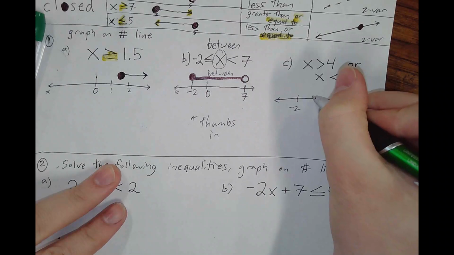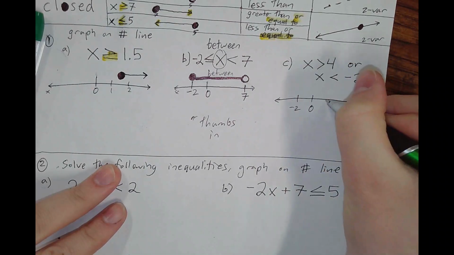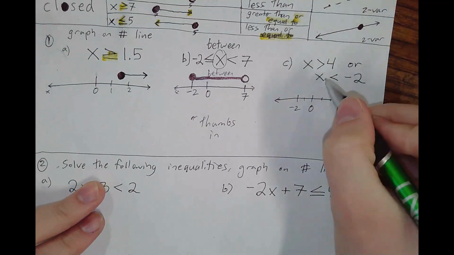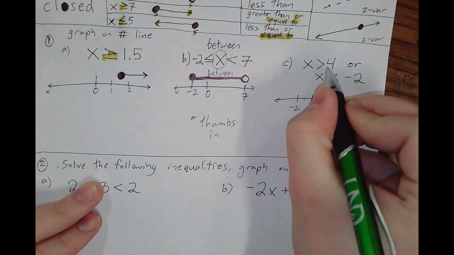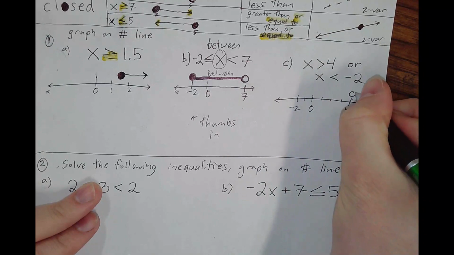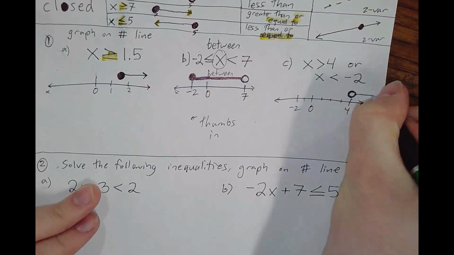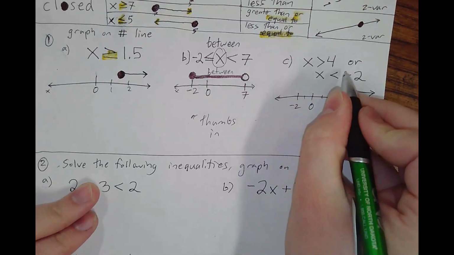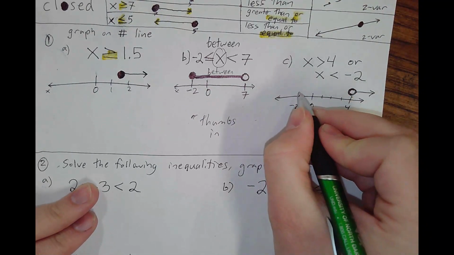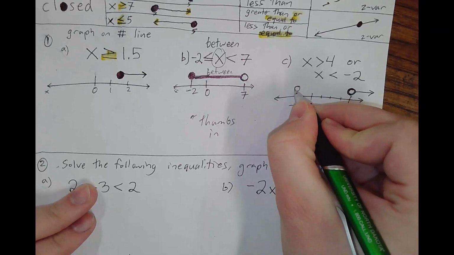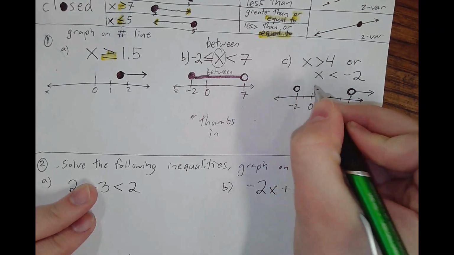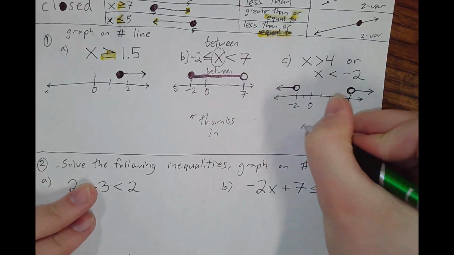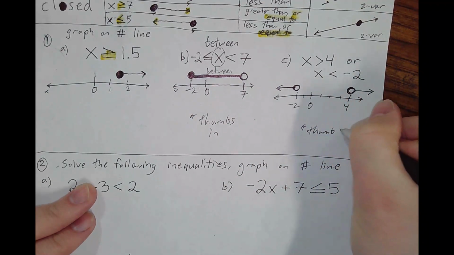-2, 0, 4. You could include the numbers there if you want to. Now, is it open or closed? Okay, so it's going to be open since it's just 4. Let's put an open dot there. It's greater than 4. But it also has to be or less than -2. So the number -2 is also closed. We'll put the arrow facing the left. So we'll call that, just as a trick, thumbs out.